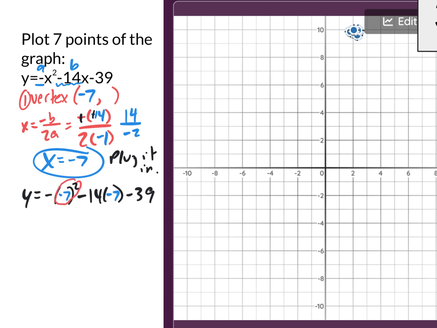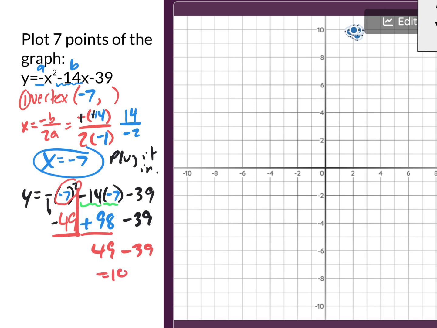Exponent first. This does give us a positive 49, but the negative sign in front has to come down, and you're going to end up with a negative 49. And then you do negative 14 times negative 7. I'm just going to use a calculator, and that'll be a positive 98. Positive 98 plus 98. And then bring down the minus 39 at the end. And now you just add and subtract from left to right. When we say negative 49 plus 98, that's actually a positive 49. And 49 minus 39 is 10, yes.